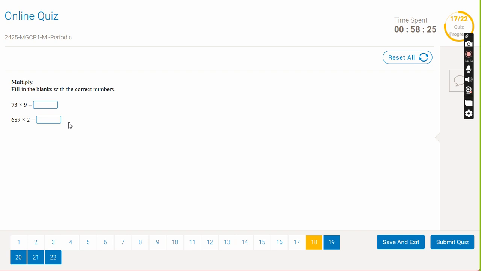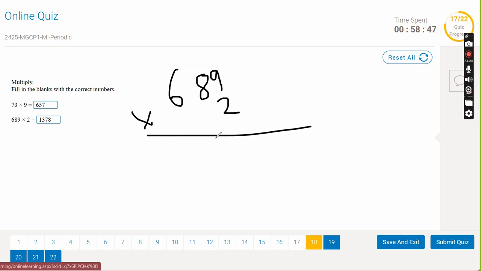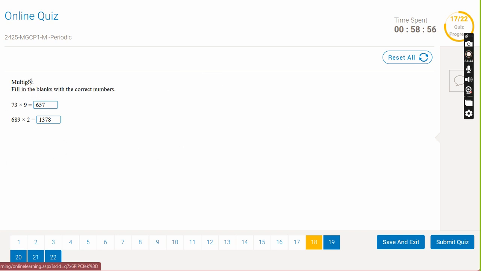The next one, 73 times 9, you're just supposed to multiply these two together. What will you get here is 657. The next one, 689 times 2, you get 1378. I'll do the second one with you, so it'll become easier. 2 is here, 9 times 2 is 18, 8, 1 here, 16, 17, 7 down, 1 up, 6 times 2, 12, 13. There you go, you got the answer. You can do it with the same thing above.